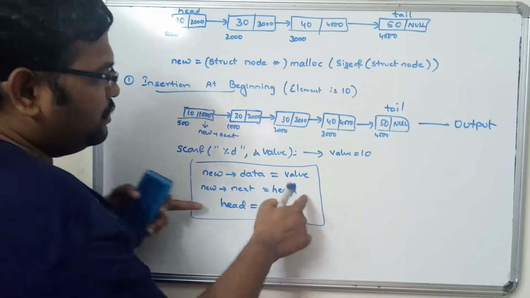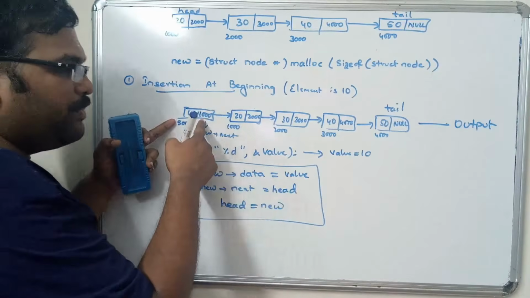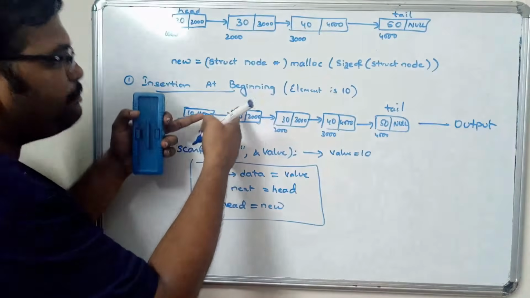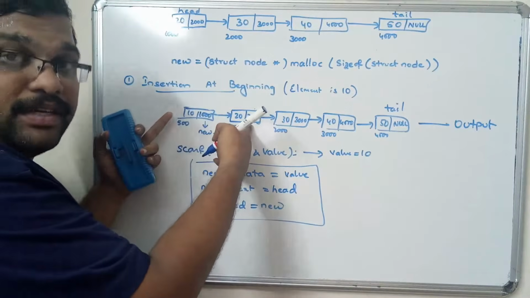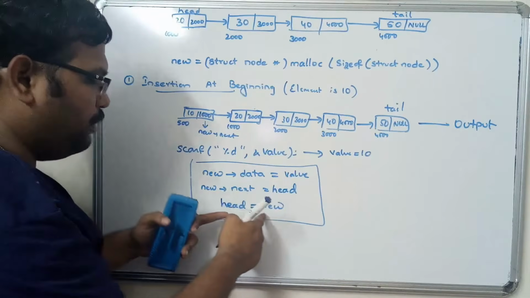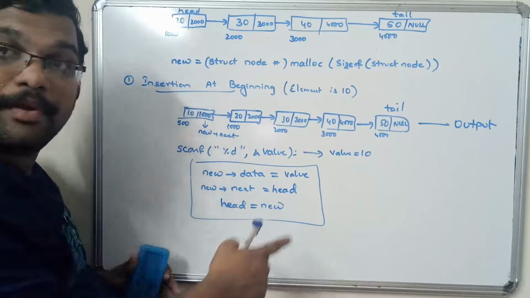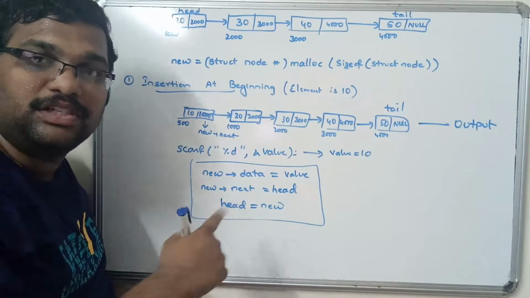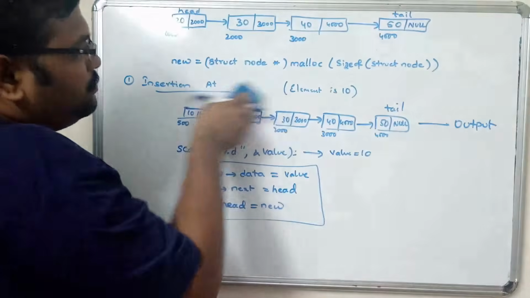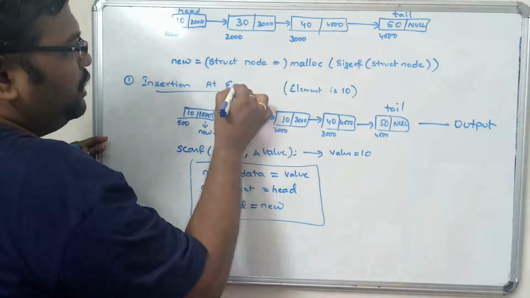So this means the connection is established between the first element and second element. And now head is pointing to the second element after insertion. So we have to move head to first element. So head is equal to new, right? So hope you understood this one. Inserting at the beginning. Now let us move with the next one.